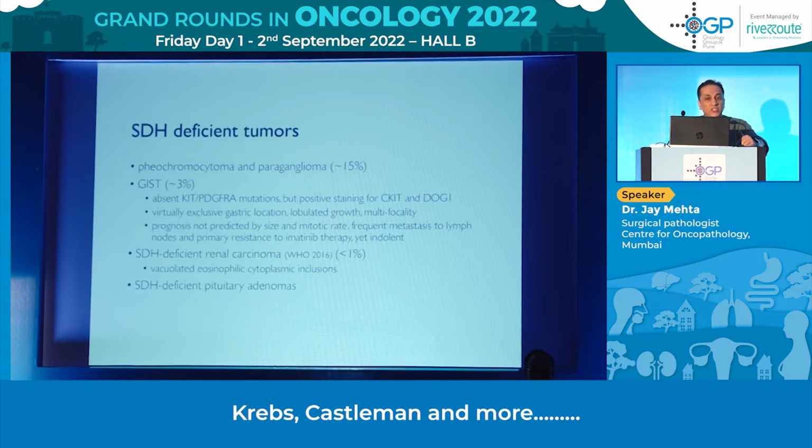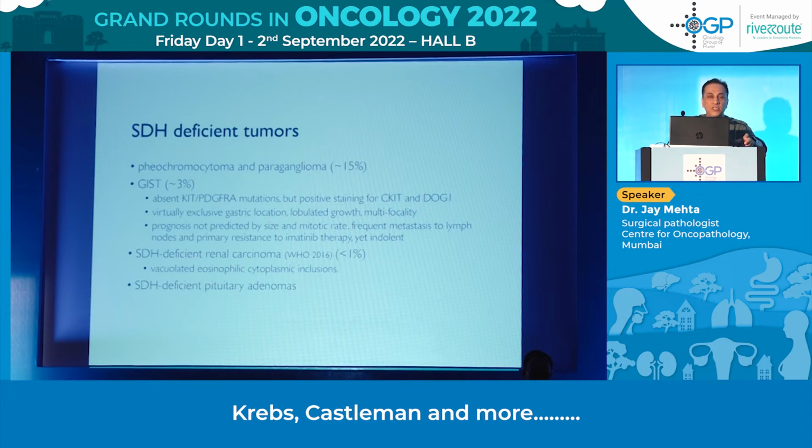So what are these SDH deficient tumors? About 15% of pheochromocytomas and paragangliomas are associated with SDH deficiency. And about 3% of gastrointestinal stromal tumors are SDH deficient. Why are they important to recognize? While they express KIT and DOG1 by immunohistochemistry, they do not have the KIT and PDGFR or any of these common mutations, which means that they are not sensitive to imatinib.